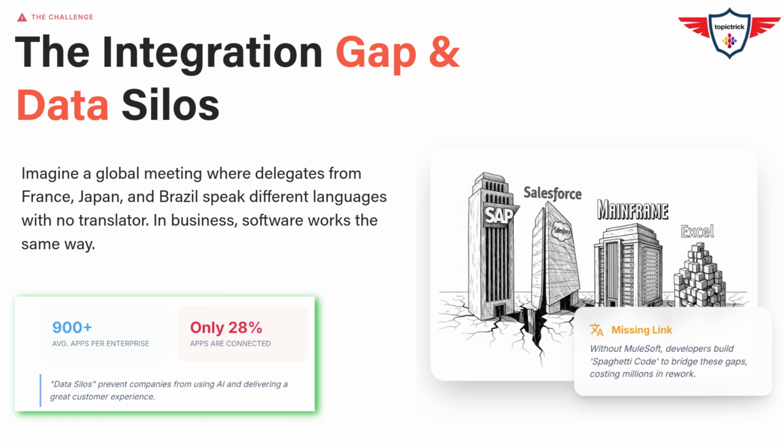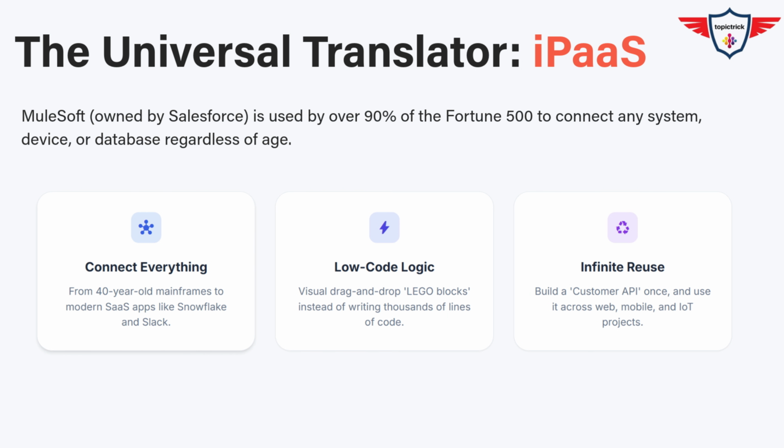In fact, the average large company has nearly 900 different applications. But here's the kicker. Only about 28% of them are actually connected. This is where the integration gap happens. When companies can't connect their data, they can't use AI. They can't give you a good customer experience. That is why we need MuleSoft.